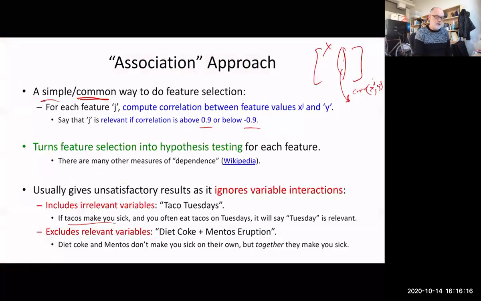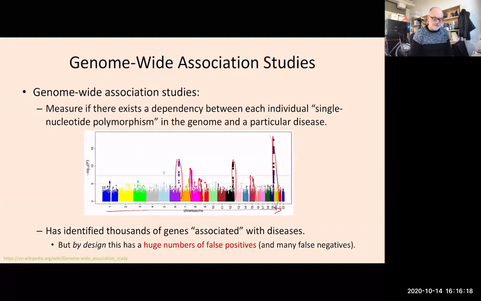This association approach to doing feature selection has identified thousands of genes associated with diseases, and it's by design set up to have a large number of false positives. In other words, not all of these particular genetic defects are going to be associated to the disease, but it gives you a method for screening through features that could be related to the disease of interest.